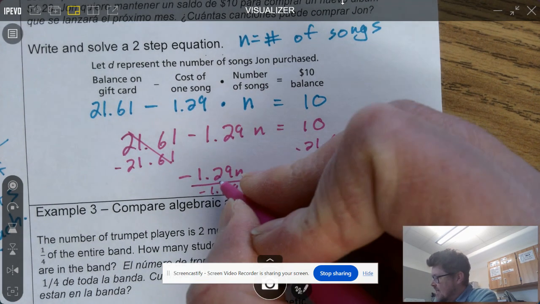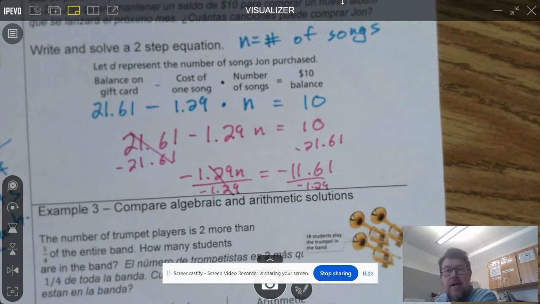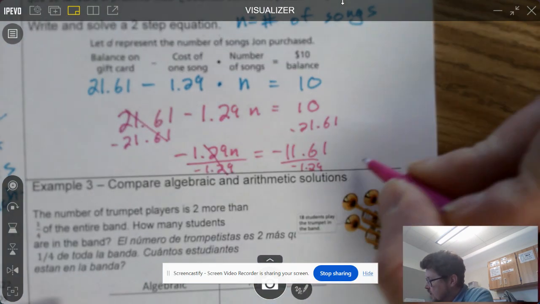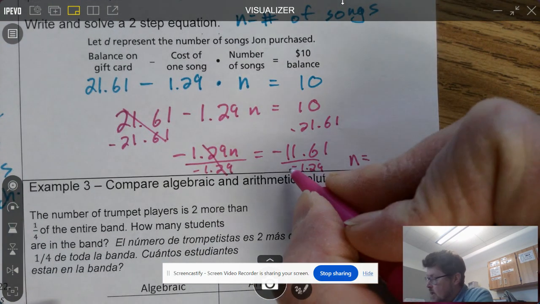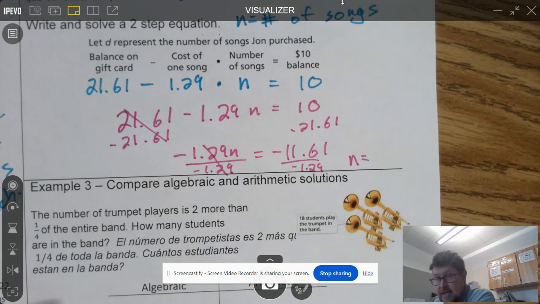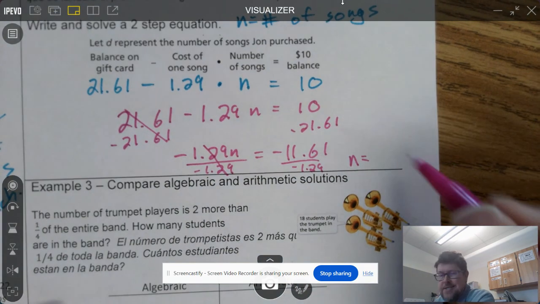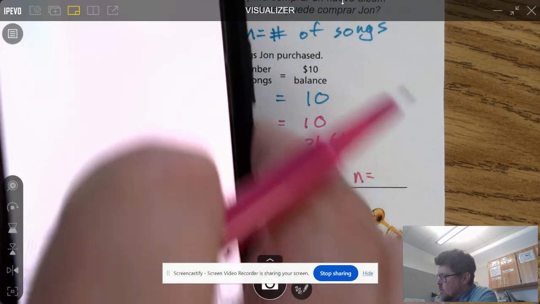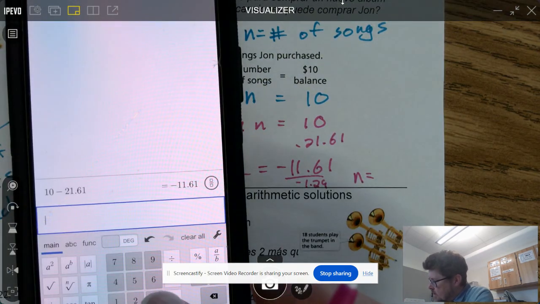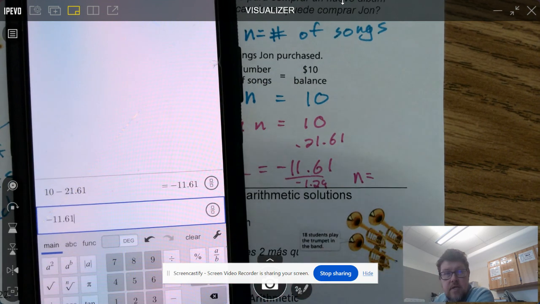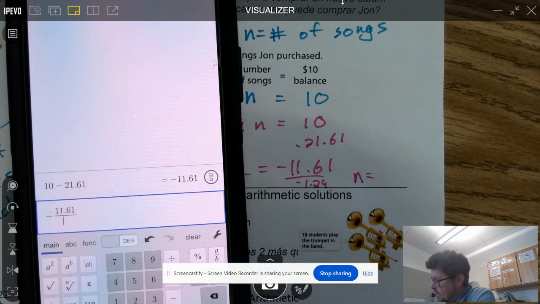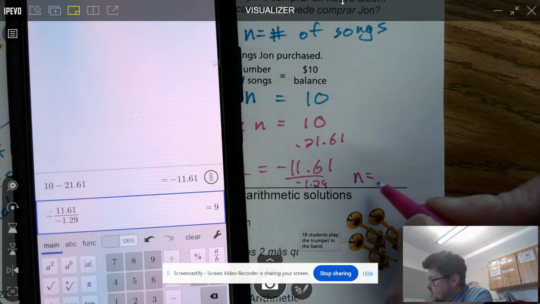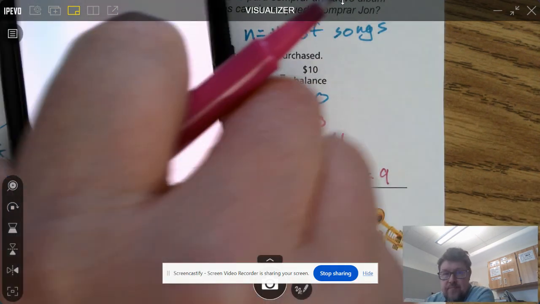Okay. Those cancel out. And now we're going to divide right here. So we're going to end up with n equals whatever this is. Now we have two negatives. So whenever you divide negatives, you're going to end up with a positive, right? Which makes sense because you can't have a negative number of songs that you download, right? So we're going to take that negative 1161, and then we're going to divide by negative 129. And we end up getting a value of 9. So n equals 9. Okay.